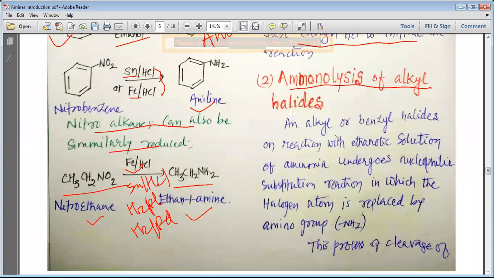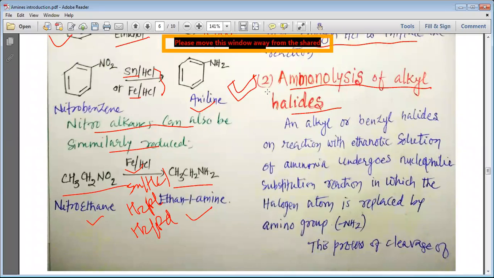Now we want to study a very important method for the preparation of amines, ammonolysis. This method is very simple and seems very useful, but it gives a mixture of the various amines, and that is why practically, industrially, this method is not preferred much. Let's move forward and understand the reaction for the ammonolysis of alkyl halides.